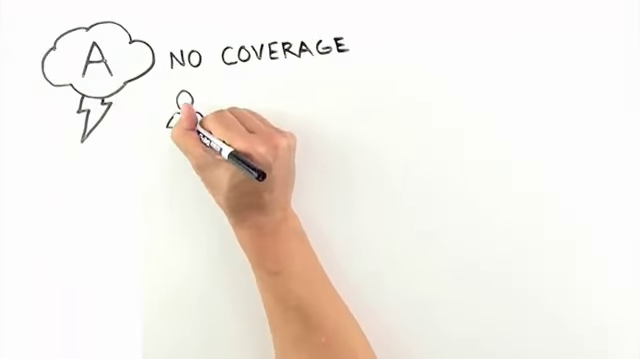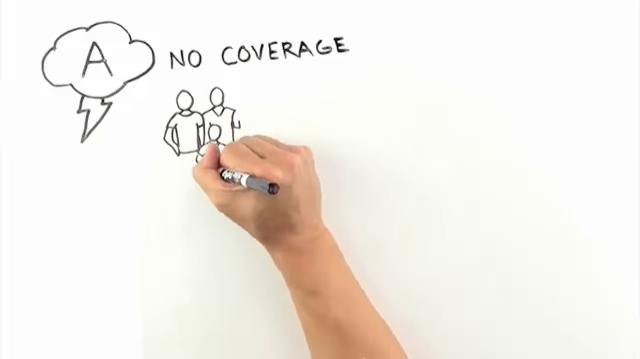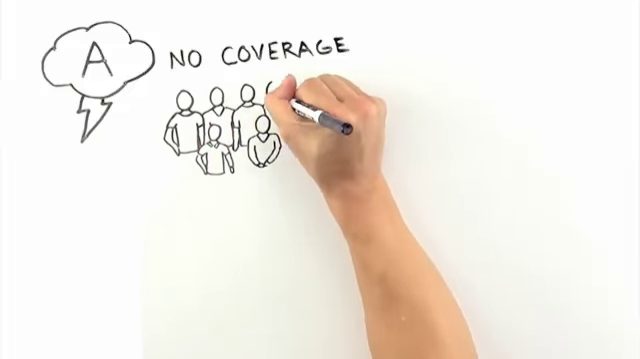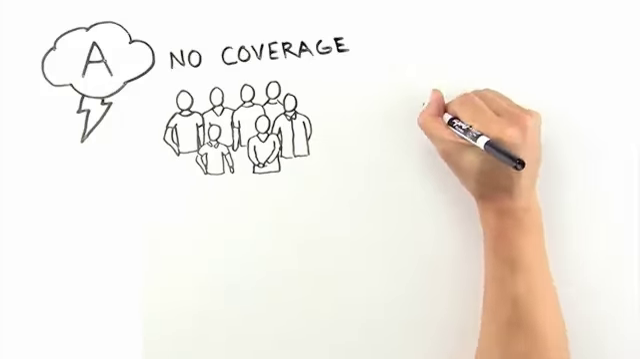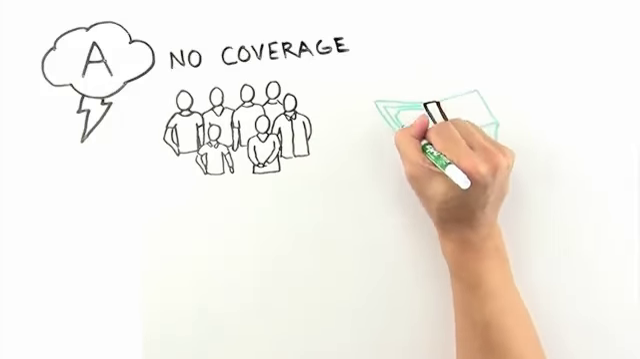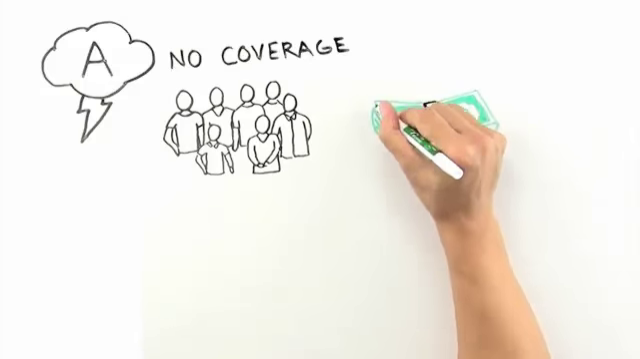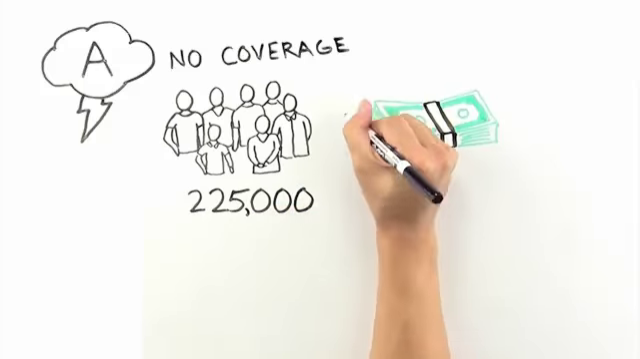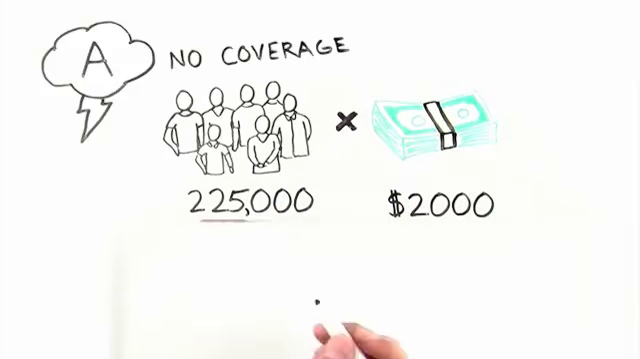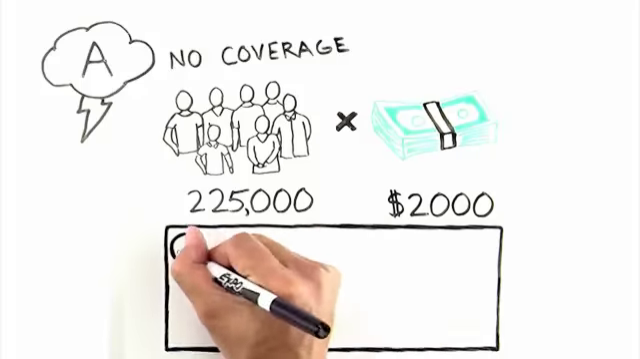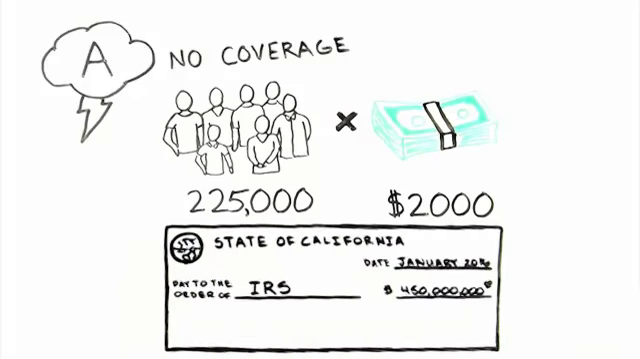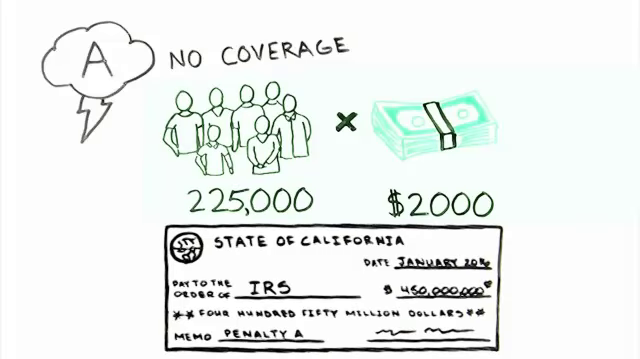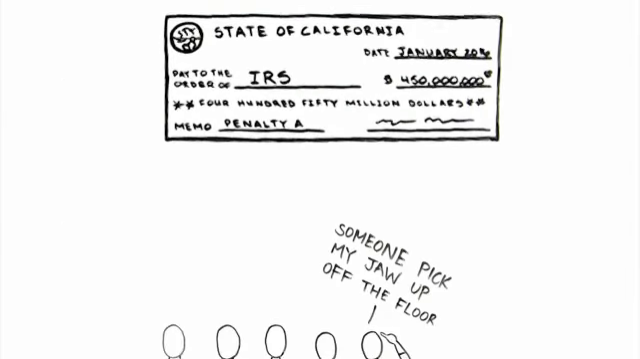How does it work? Currently, the state has approximately 225,000 full-time employees. If the state fails to offer health coverage to at least 95% of them, we may be subject to a $2,000 annual penalty for each full-time employee. That's 225,000 full-time employees multiplied by $2,000 for a total of $450 million. Let me say that again. $450 million. The penalty applies to all full-time employees, not just the ones who weren't offered health coverage.